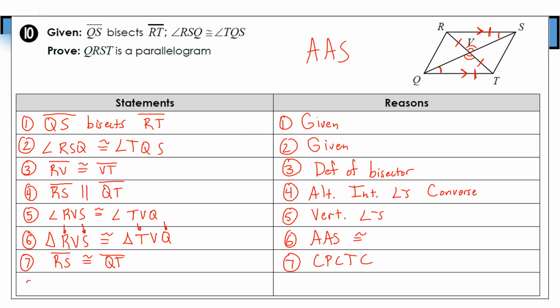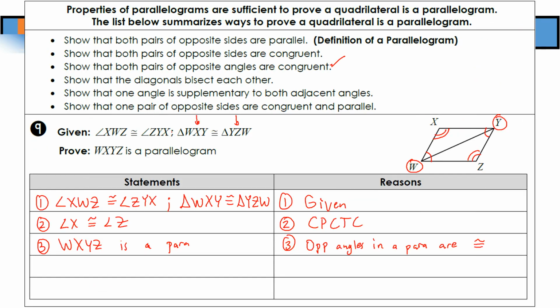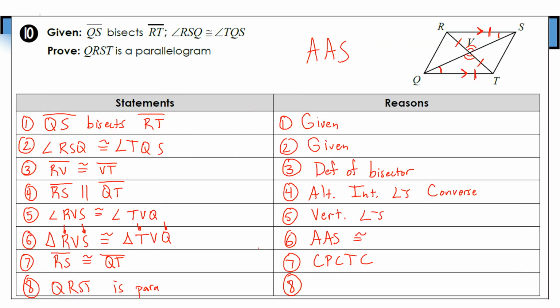Now we can finally conclude in our last statement that QRST is in fact a parallelogram. Specifically, if we want to look back, we've got all those properties on the previous page, right? We have shown that one pair of opposite sides are both congruent and parallel. Okay. We can write that down like this. We can say one pair of opposite sides in a parallelogram is congruent and parallel.